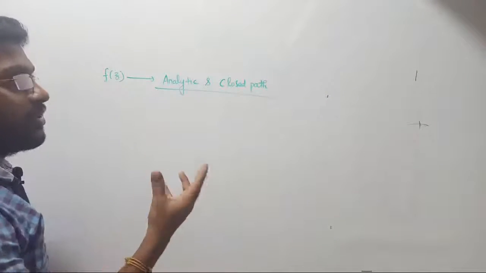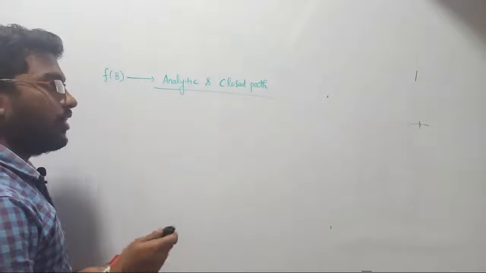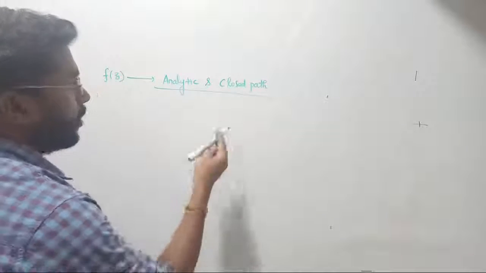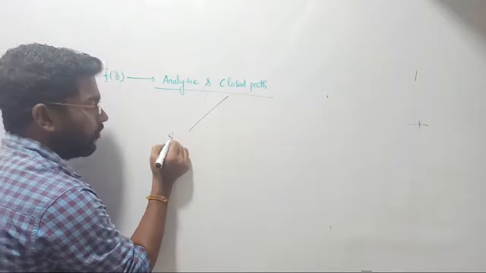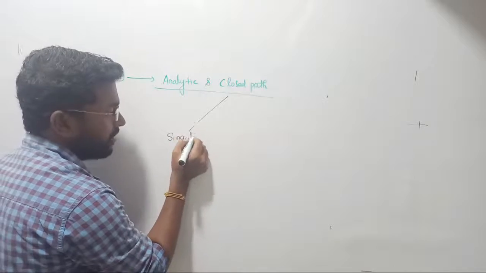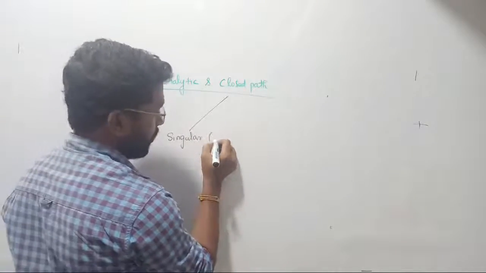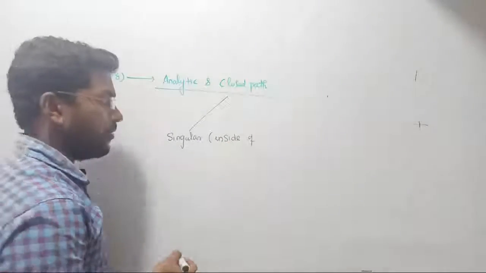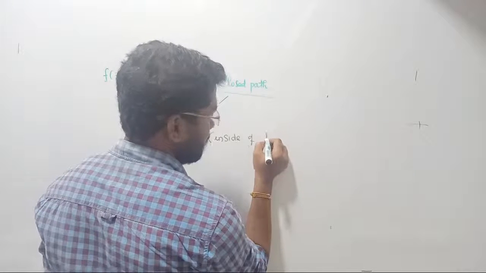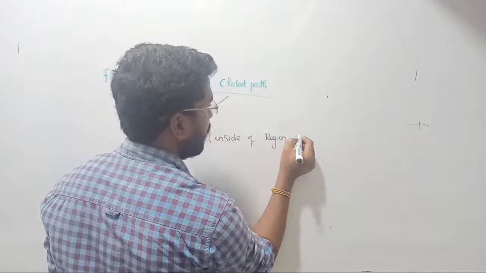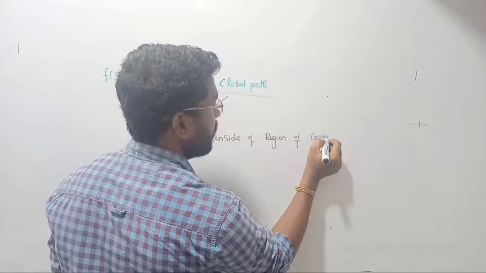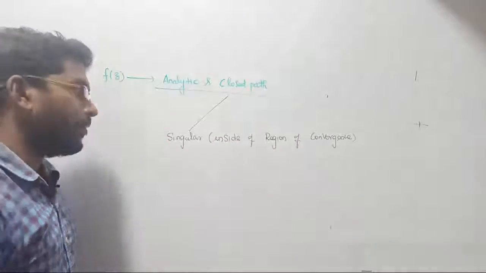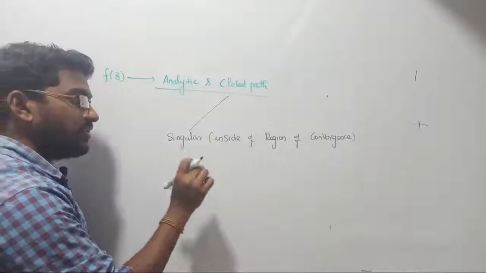Just give attention, and you have to carefully observe whether there is any singularity inside it or not. So here there are two cases. In this closed path, if you find any singularity inside the region, which I used to call the region of convergence, because at this point your function is always going to converge, happily we can define it like that.